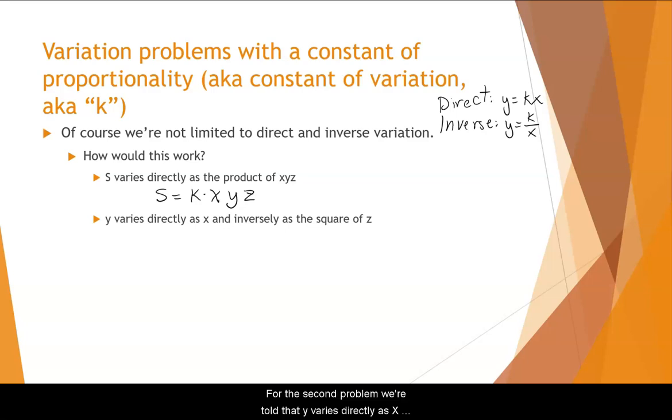For the second problem, we're told that y varies directly as x and inversely as the square of z. So y equals k times x, there is the directly as x, and inversely, so I'm going to be dividing by the square of z. That is z squared.